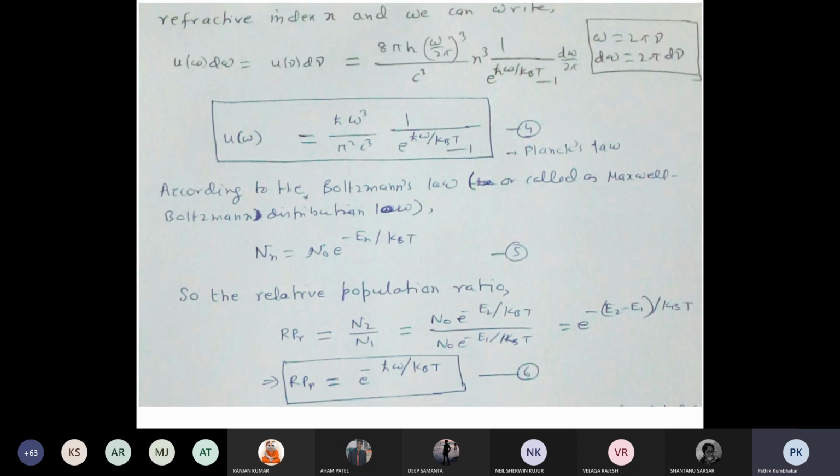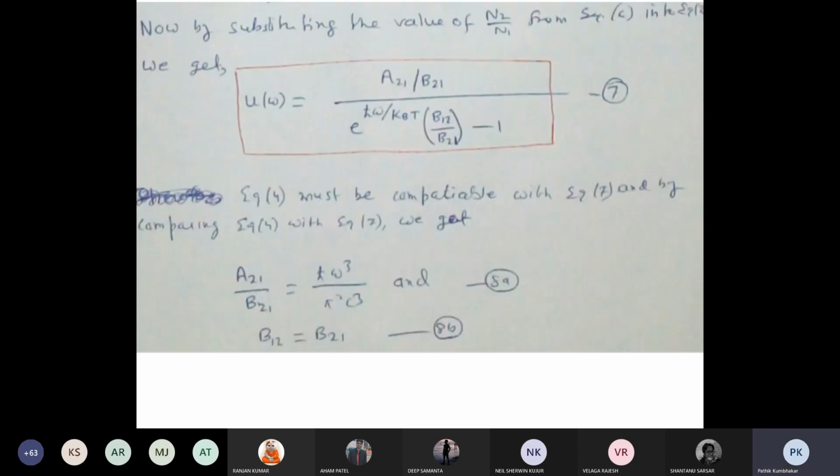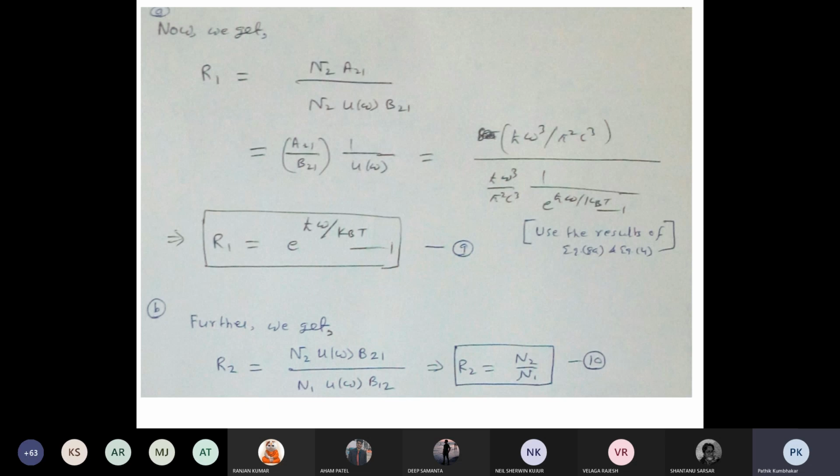But then why don't we get coherent photons? To get the answer to this question, we have to calculate these two ratios. Now let us first calculate the ratio R1, that is the rate of spontaneous emission, N2 A21, divided by the rate of stimulated emission, N2 U omega B21. So it becomes A21 by B21 times 1 by U omega.